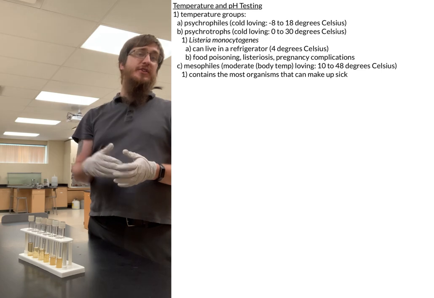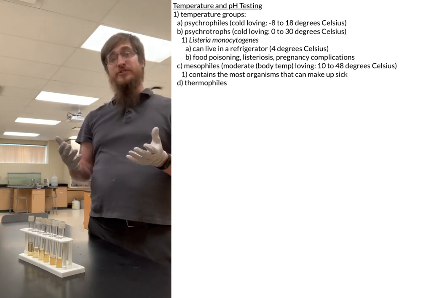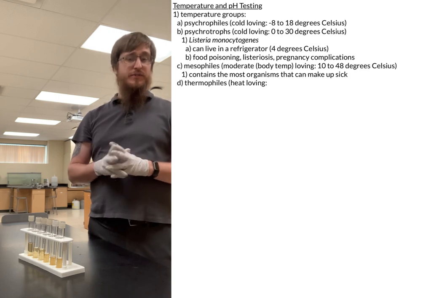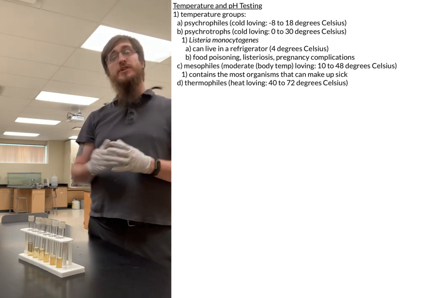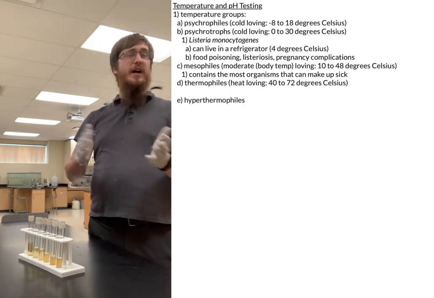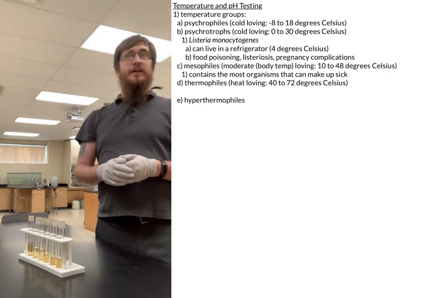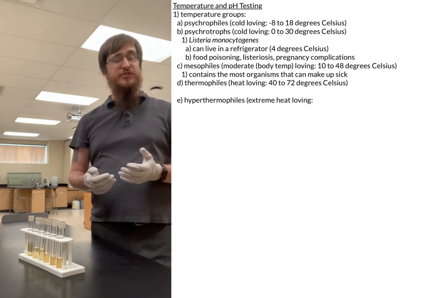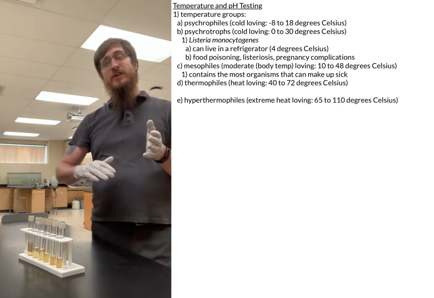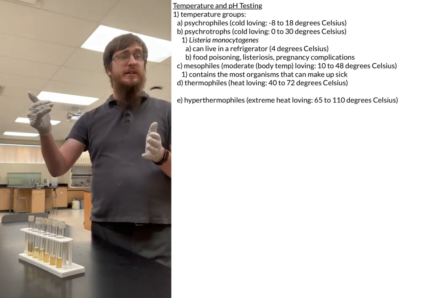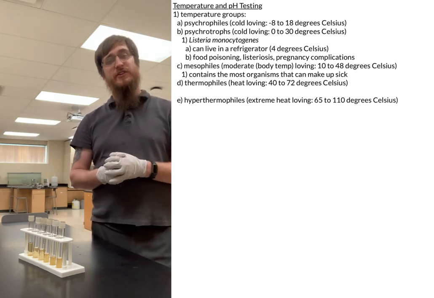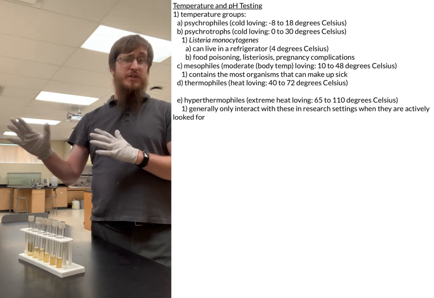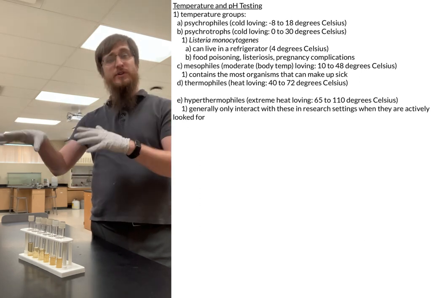Going up a little bit on the temperature scale, we then have the thermophiles. The thermophiles are heat-loving organisms. They like to live in environments from about 40 to 72 degrees Celsius. And then we have the hyperthermophiles, which are the ones that like extreme heat, somewhere around 65 degrees all the way to above boiling, or 110 degrees Celsius. We generally don't interact with hyperthermophiles unless we're doing research and specifically go looking for them.